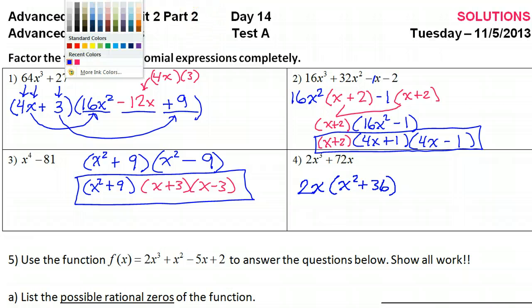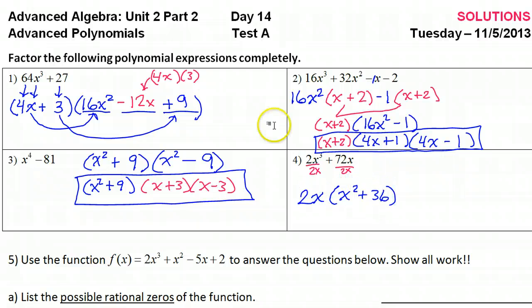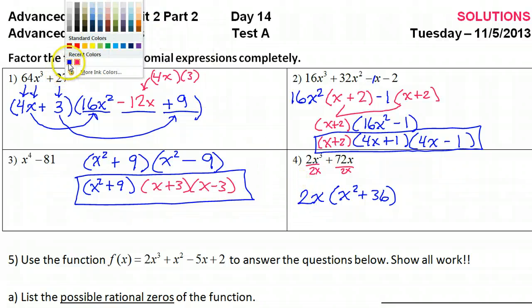If there's any doubt as to where I got this from, once you have the GCF, what you are really doing is dividing by that GCF to see what goes on the inside. So we've got this. Can this factor any further? No. That would be a no. So yeah, this is the final answer.